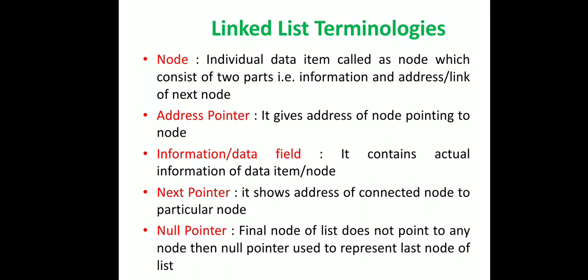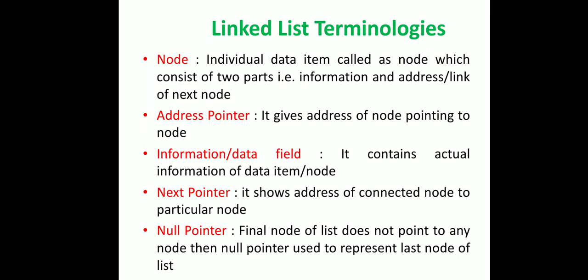Then the information field, which will contain the actual information. It might be node A, node B, or some city name, some student name. If I say student name, let's say XYZ, so XYZ is connected to ABC. XYZ is at Mumbai, ABC is at Kolkata. So these two can be connected by using a linked list in a linear fashion. Now the next pointer shows the address of the node connected to the particular node.